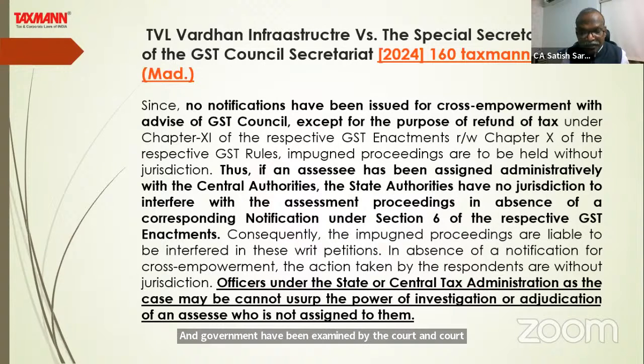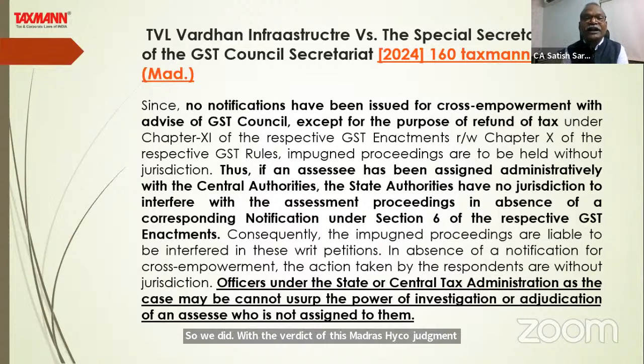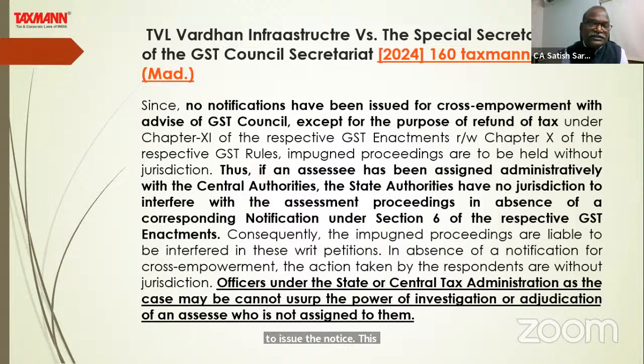administration, as the case may be, cannot assert the power of investigation or adjudication of any assessee who is not assigned to them. So with the verdict of this Madras High Court judgment, now one can safely say that if I am under the administrative control of the state authorities, and DGGI or any central authority issues me a notice, they are not empowered. They don't have the jurisdiction to issue the notice. Please keep in mind, this judgment is going to help us.